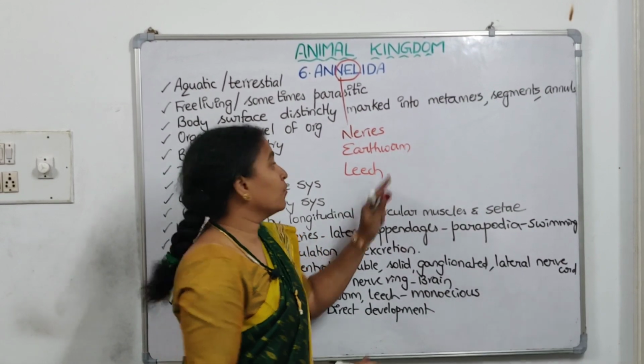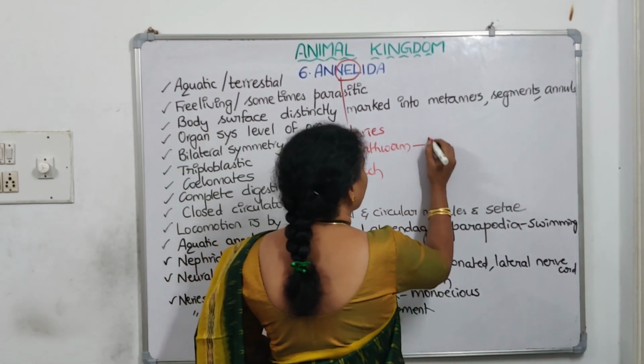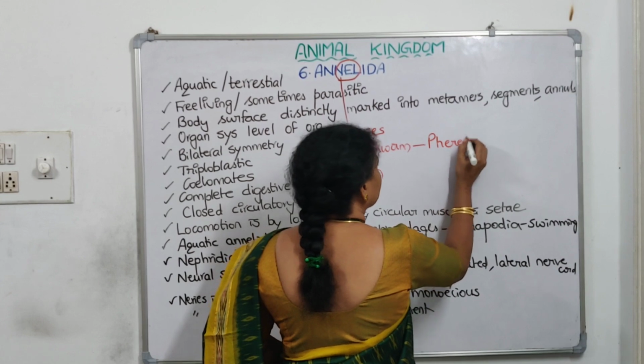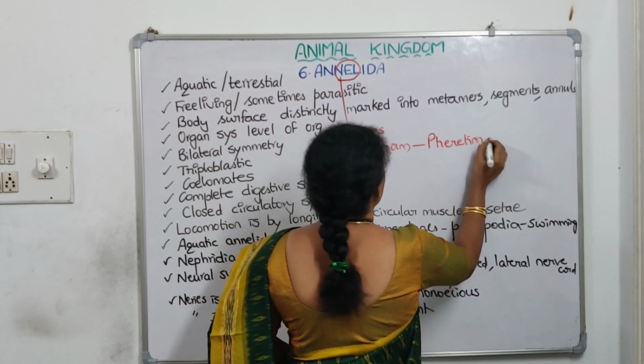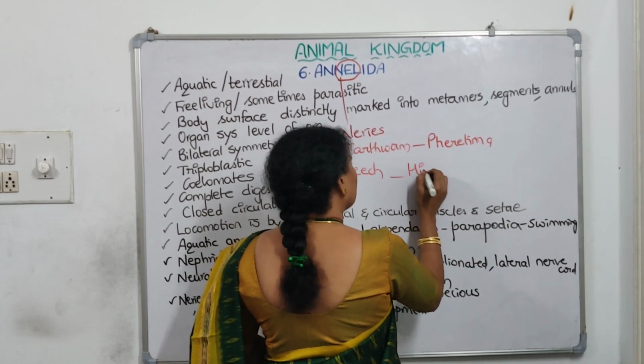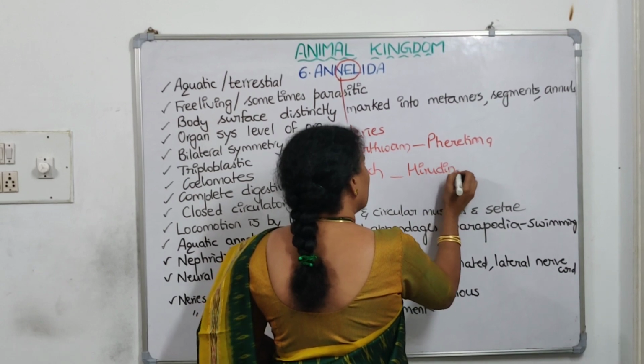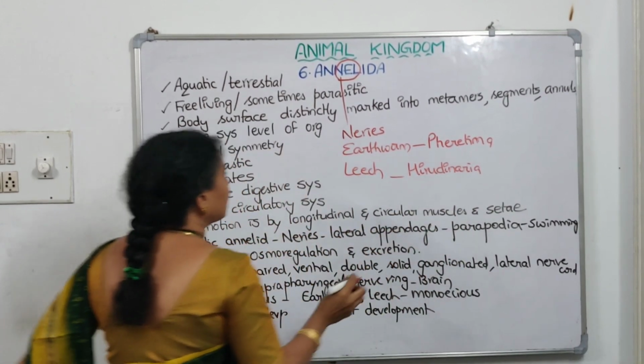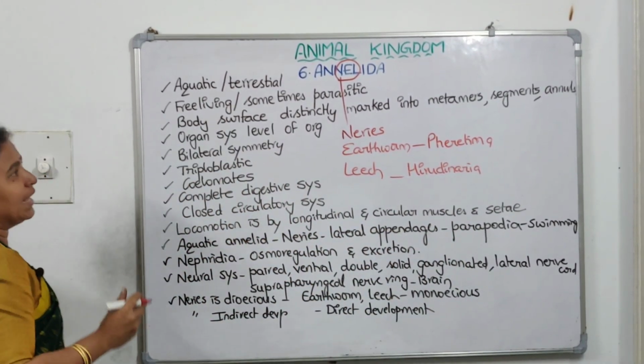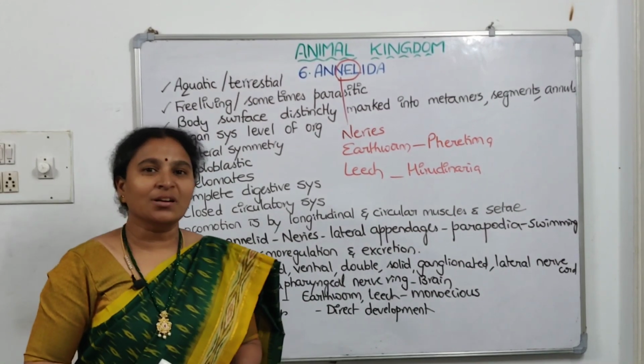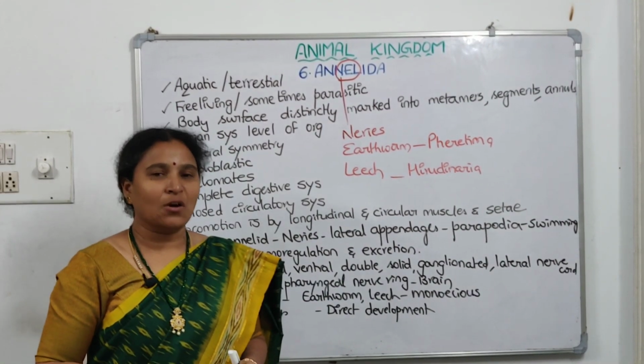Earthworm is called as, what is it called? Pheretima posthuma. And leech is called Hirudinaria. So these are the examples of annelids, right? Take a screenshot, then we will go to the next phylum, that is Arthropoda.